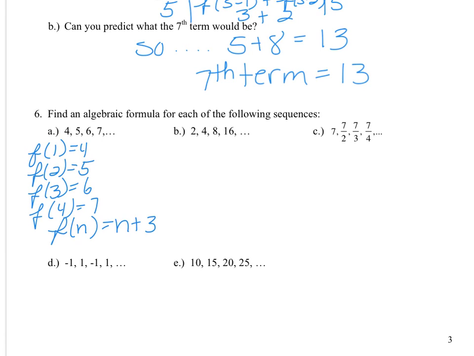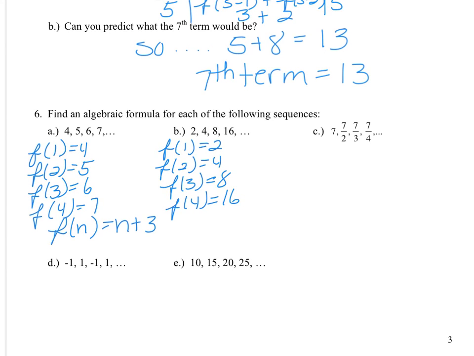Okay, let's take a look at letter B. So what do we know here? We know the first term, so f of 1 is 2. f of 2 is 4. f of 3 is 8. f of 4 is 16. So let's see, what are we doing to the number term to get that answer?